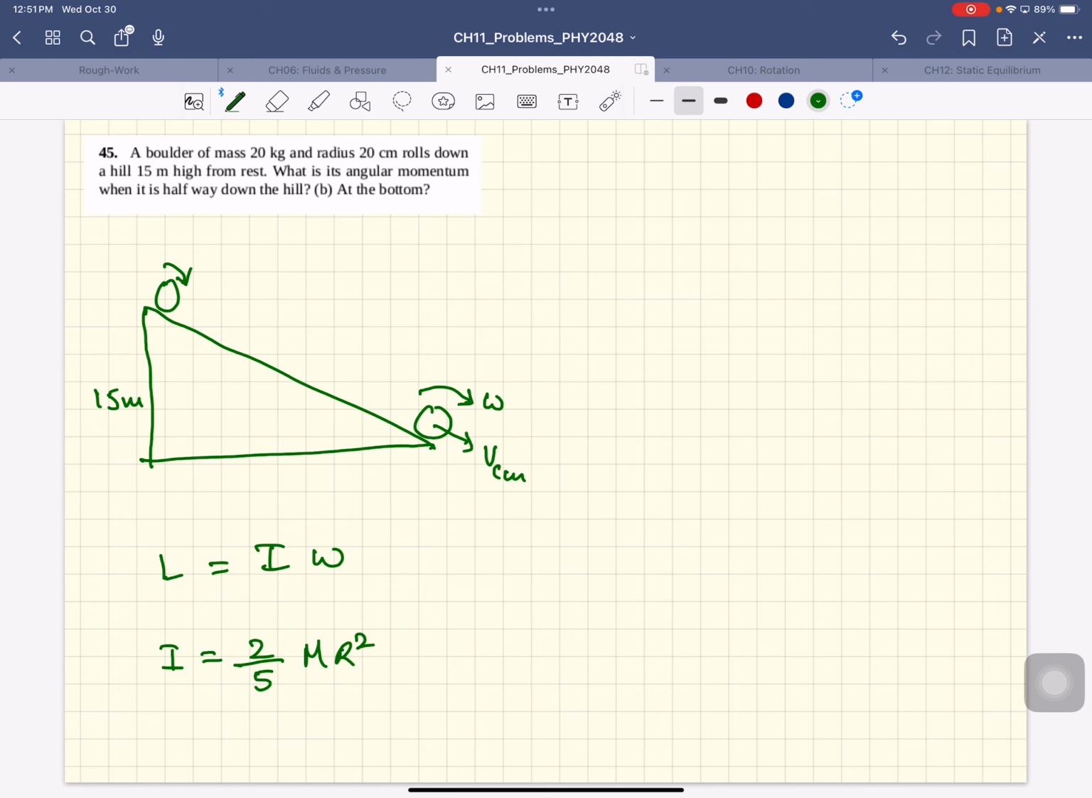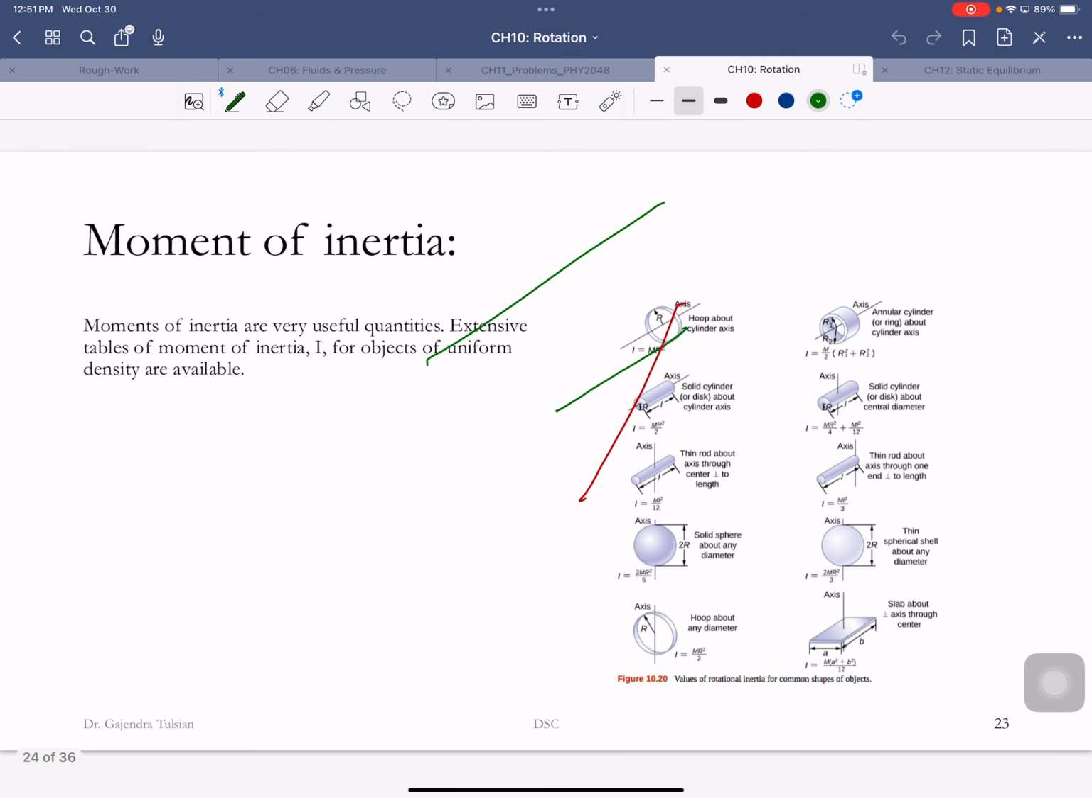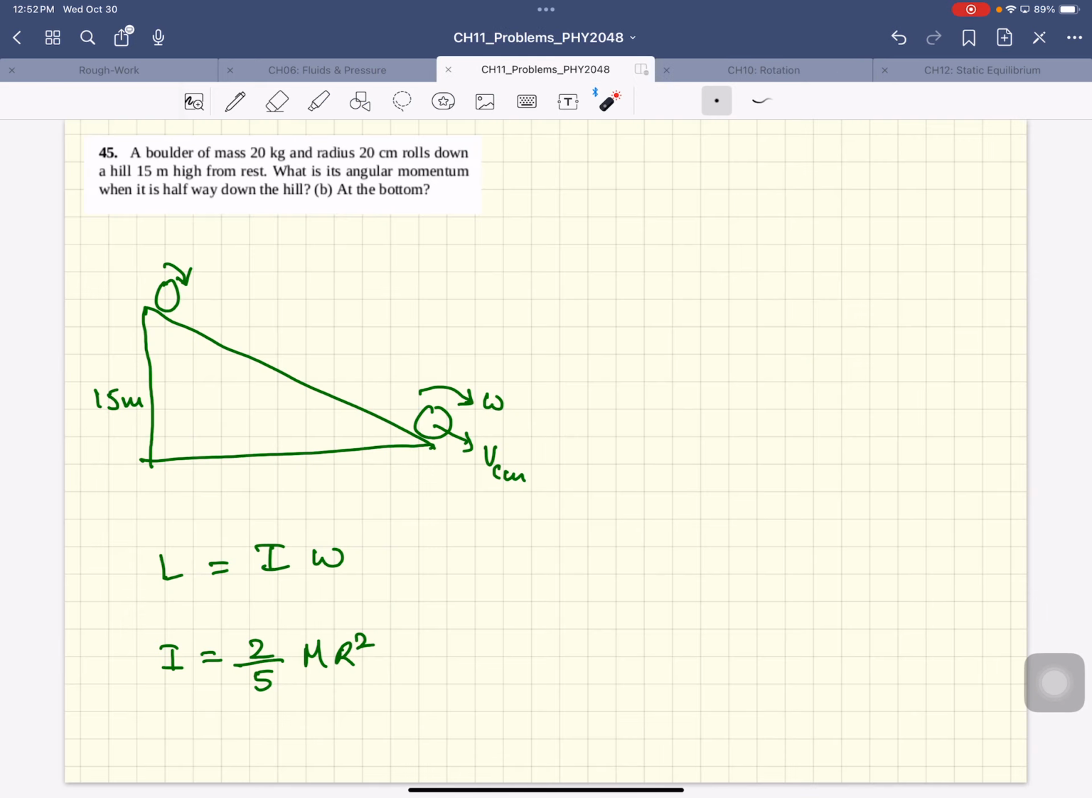Here's a table that you can look it up. Here's a solid sphere, and the moment of inertia about a diameter is 2/5 mr squared. So you'll be referring to this table. All right, so we want to calculate the angular momentum at the bottom. We know this formula. We know the moment of inertia. Now we've got to calculate the final angular velocity there.